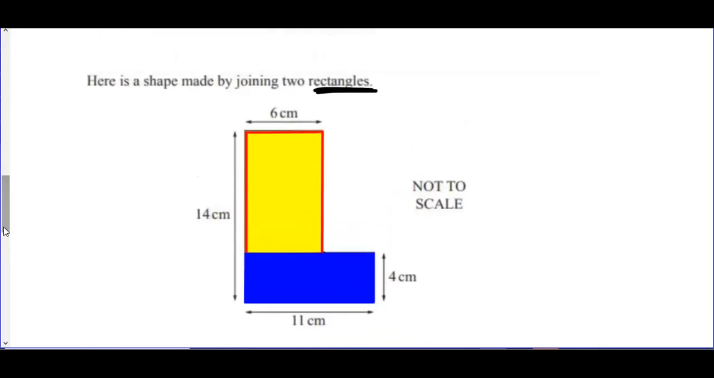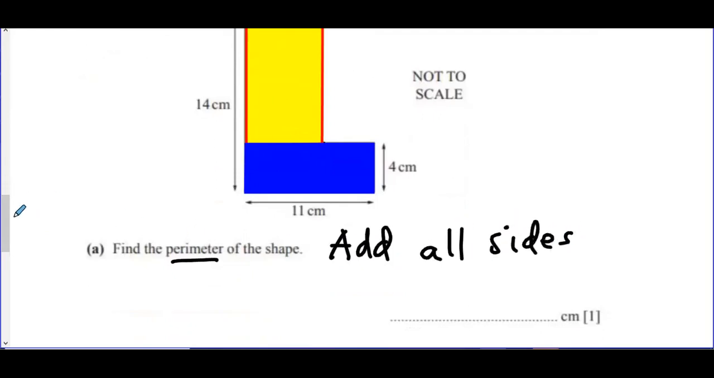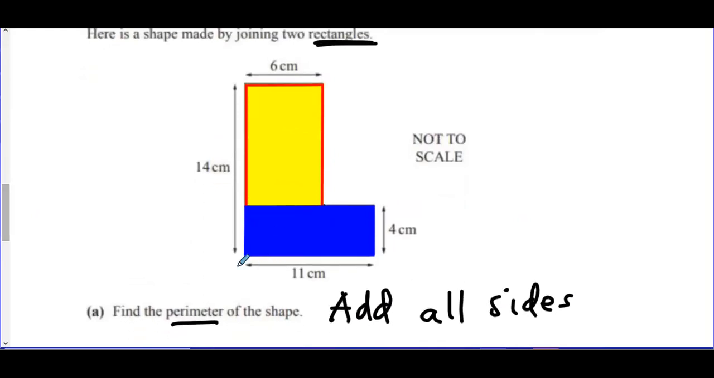Perimeter is adding all sides. So here you write, perimeter is nothing but adding all sides. So for perimeter, we have nothing to worry. If the question is asking for perimeter, simply go ahead adding all the sides. And the sides are, if we start from here, 14 centimeters plus 6 centimeters plus this side, which I don't know, plus also this side, which I don't know, but plus 4 centimeters, and then plus 11 centimeters.